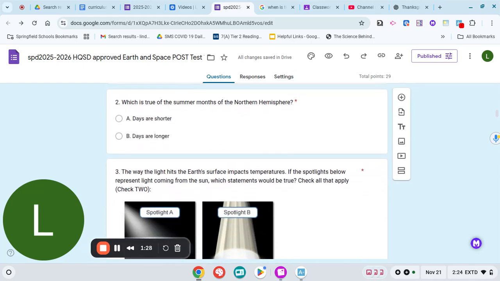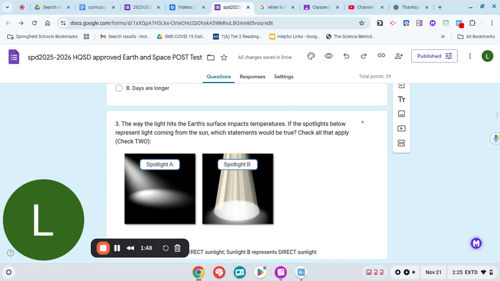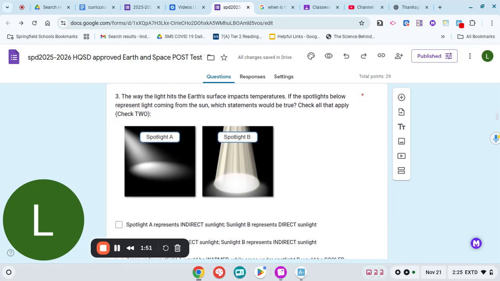Number 2. Which is true of the summer months of the Northern Hemisphere? A, days are shorter. B, days are longer. There is no C.